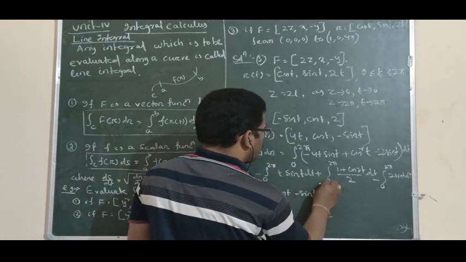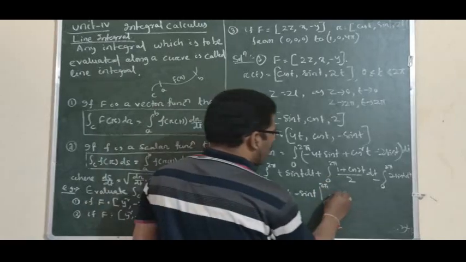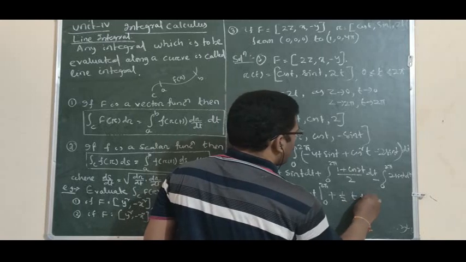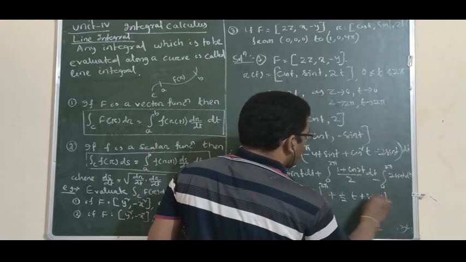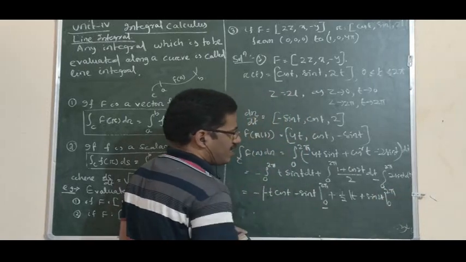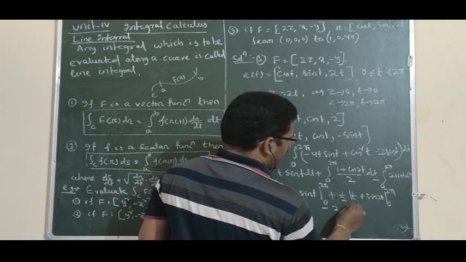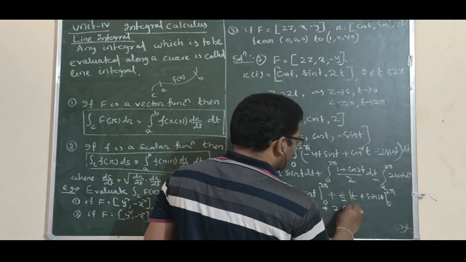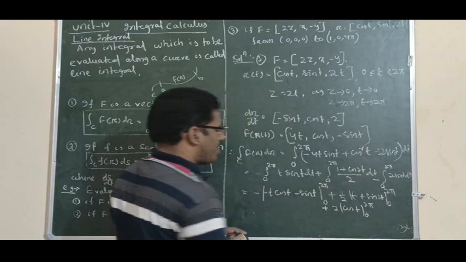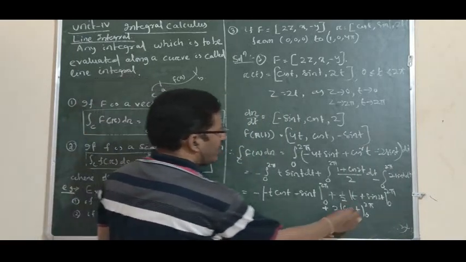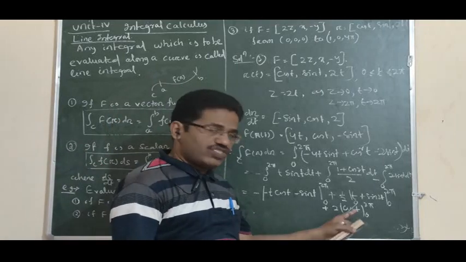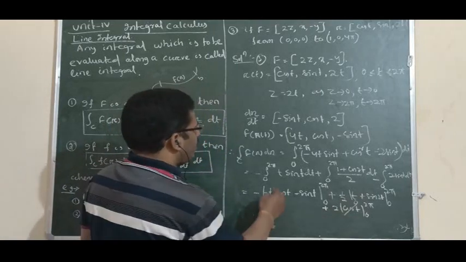Integration is over. We will put 0 to 2 pi, plus 1 by 2, that is t plus sin 2t. We will put 0 to 2 pi, minus 2 is taken outside. The integration of sin t is minus cos t, that becomes plus cos t. We will put 0 to 2 pi. That means here it is 0, because cos 2 pi is 1 and cos 0 is 1. 1 minus 1 is 0.